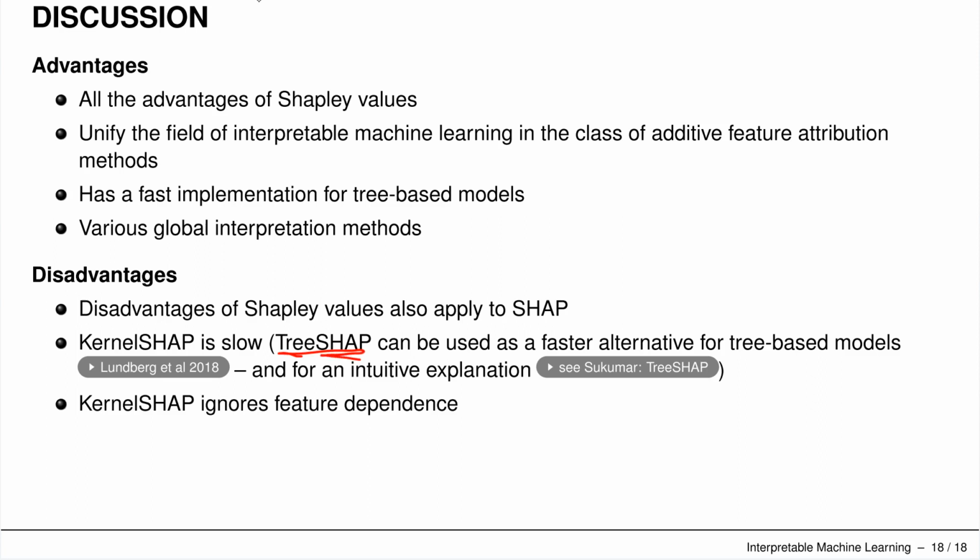And we have seen several global interpretation methods. That's also a nice feature, that we have different, quite easy to interpret plots. But all the disadvantages of Shapley values also apply to SHAP. For example, it is quite slow if we use KernelSHAP. TreeSHAP is quite fast, but it only works for tree-based models, so we won't cover it here because our focus is on model-agnostic methods. And KernelSHAP ignores feature dependence. So that's the extrapolation issue, as we have seen with most of the methods we covered.